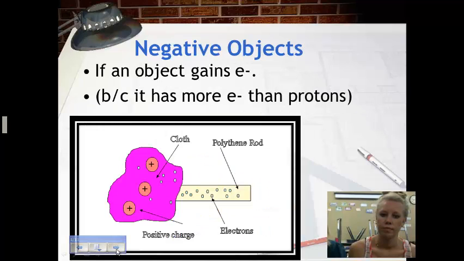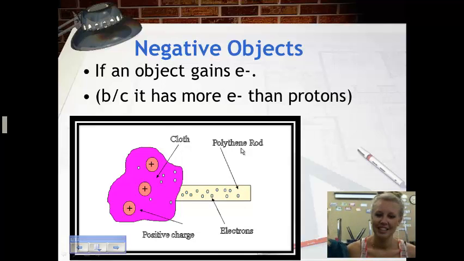Negative objects. I don't know why some things are just so negative. I guess they've had a bad day. Or they've gained electrons. So in this picture, you can tell we Googled, the blue guys represent electrons. There's a lot more electrons on this polythene rod. That means plastic. Big word.